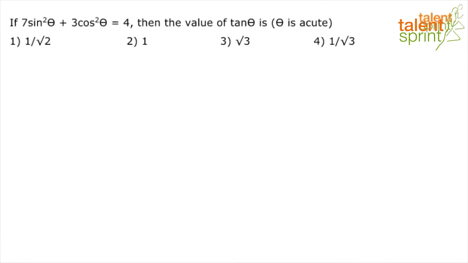All right, here's the next one. Try this out from trigonometry. It says 7 sine squared theta plus 3 cos squared theta equals to 4. Then what is the value of tan theta? And theta is acute. So here's the condition. If you see, the question says theta is acute. So be careful about it, right? 7 sine squared theta plus 3 cos squared theta equals to 4. What is the value of tan theta? I'll give you 1 minute for this and your time starts now.